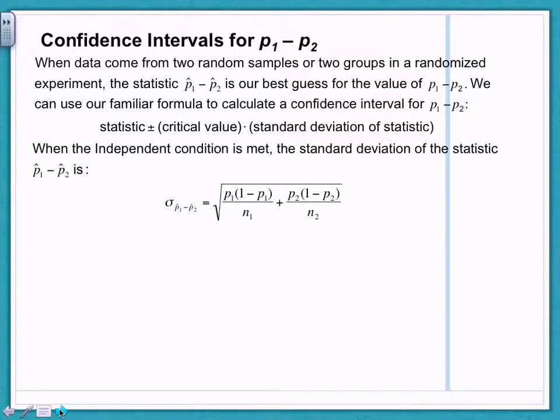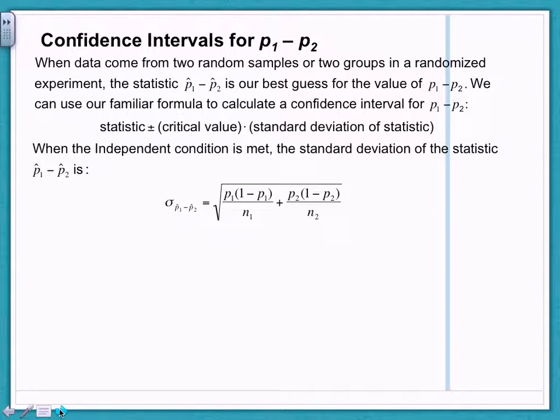Okay, so confidence intervals for the difference between two proportions. When data comes from two random samples or two groups in a randomized experiment, the statistic of the difference between the two proportions is our best guess for the value of P1 minus P2. We can use our familiar formula to calculate a confidence interval: the statistic plus or minus your margin of error, so that's your critical value times your standard error.